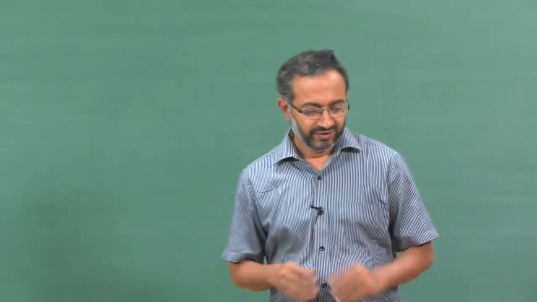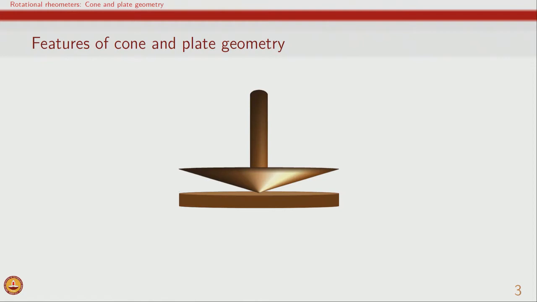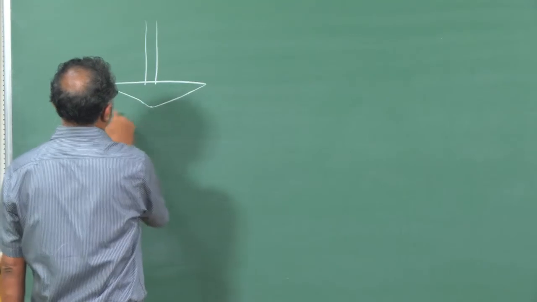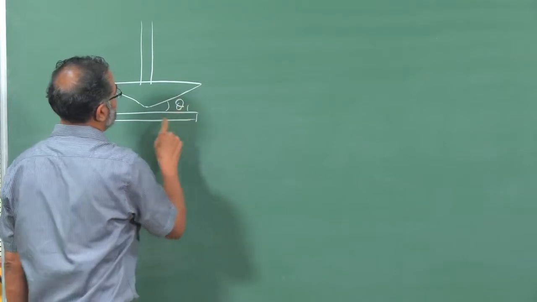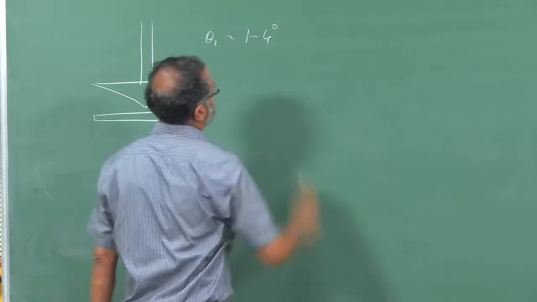And what the main features of these geometry are as follows, that the cone angle is very small, and so this is one of the important features, that if you have the overall, the angle we are talking about is very small. So, as we will see, this angle theta 1 is very small.